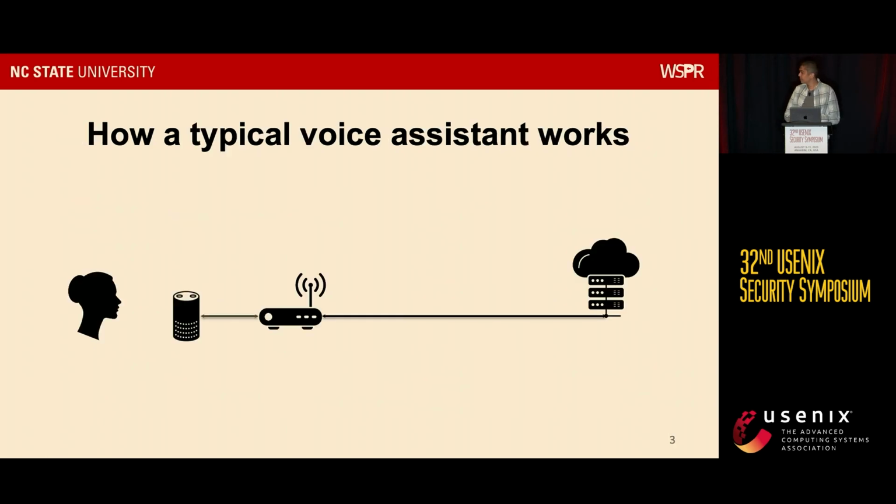So here's how a typical voice assistant works. You have a user who says the wake word followed by a request. The speaker records this and sends it over the network. It's forwarded to the backend requested server. The server then processes this request. This step may include some backend server-to-server communication, but it finally responds, and the response is sent all the way back to the speaker, which then responds with the appropriate thing to say.